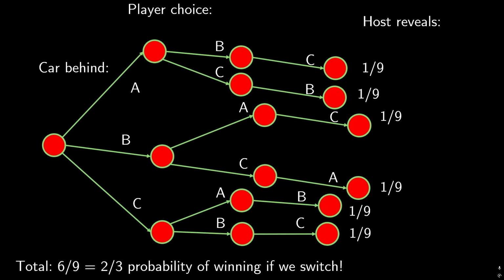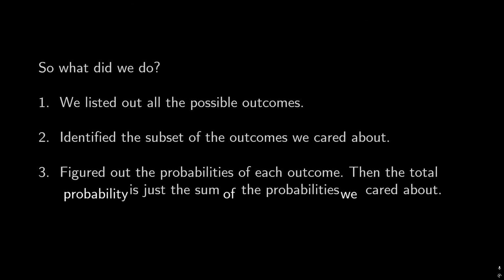So it might be a bit counterintuitive, but you can actually mathematically prove that switching is the mathematically justifiable strategy. Okay, so that was an example of, let me mention what we just did, how to analyze problems from a probabilistic point of view. We listed out all the possible outcomes, we identified the subset of outcomes that we cared about, and then we figured out the probabilities for each outcome. Then the total probability, I reiterate, is just the sum of the probabilities we cared about.